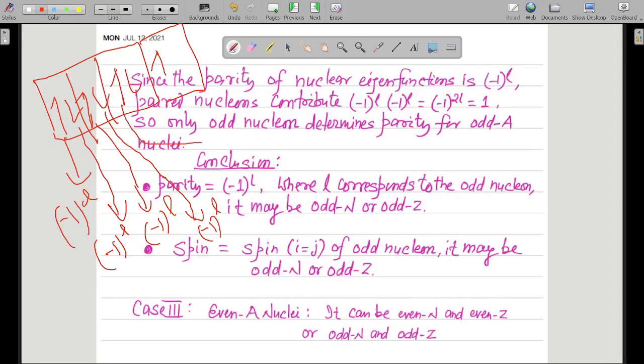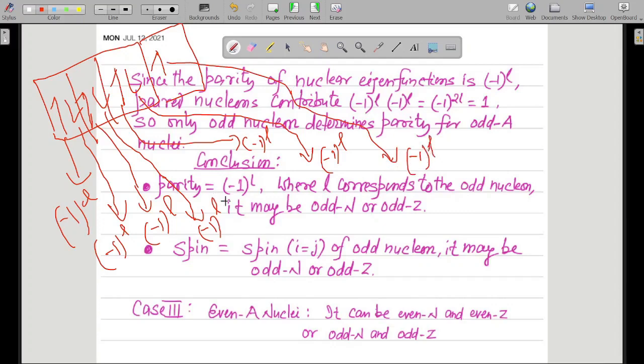Okay. Similarly, this particular nucleon will have a (-1)^L eigenfunction. Similarly, this nucleon will also have a (-1)^L eigenfunction. Then that particular unpaired nucleon will also have a (-1)^L eigenfunction.